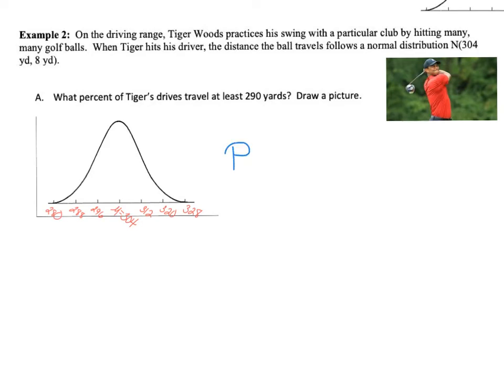I want to know what percent. I'm going to use a capital P, which could be probability or percent. It's really going to be the same thing. What percent of the drives, these are the values, so I'm going to call that X, is greater than or equal to 290? When I go over to the picture, 290 is probably about here, and I'm really being asked, what's this region to the right of 290?